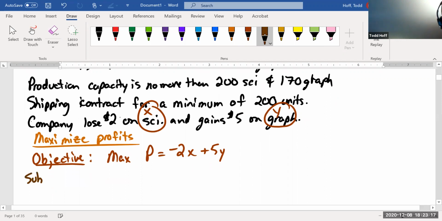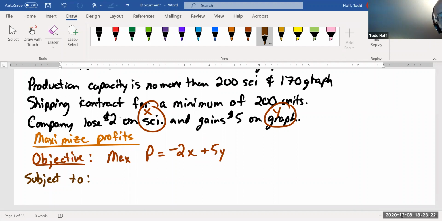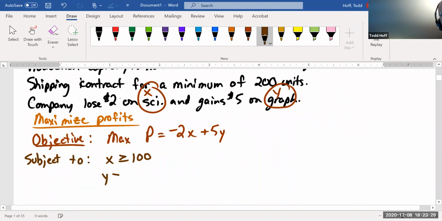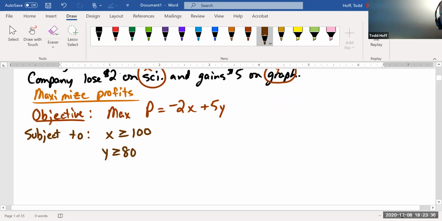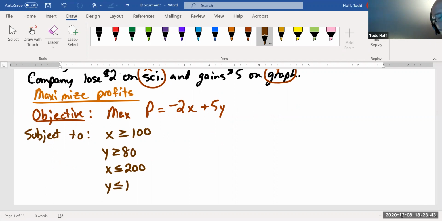Subject to the constraints, we have to have at least 100 scientific calculators, at least 80 graphing calculators. We can produce no more than 200 scientific calculators and no more than 170 graphing calculators. Now it's implied that X is greater than or equal to 0 and Y is greater than or equal to 0.